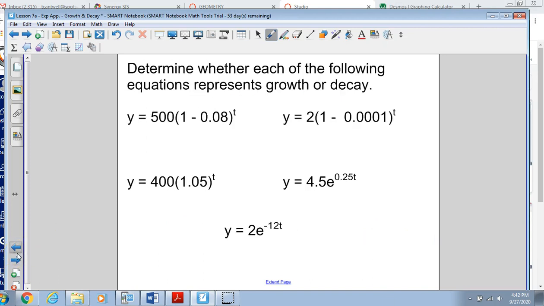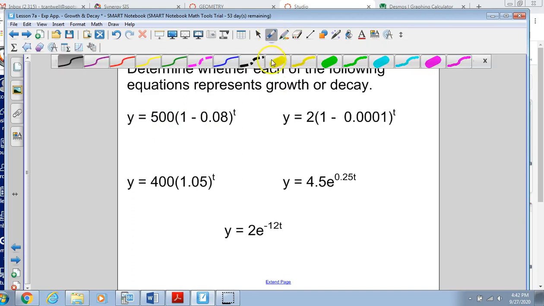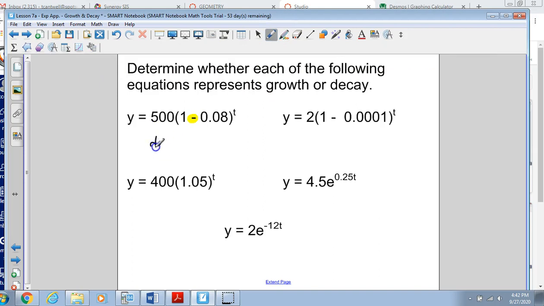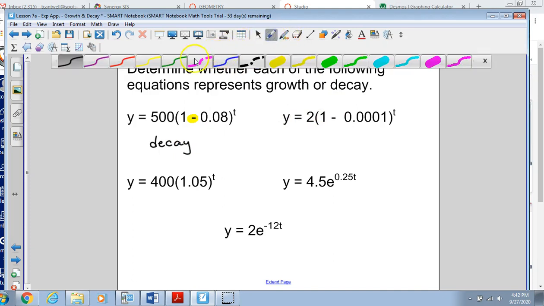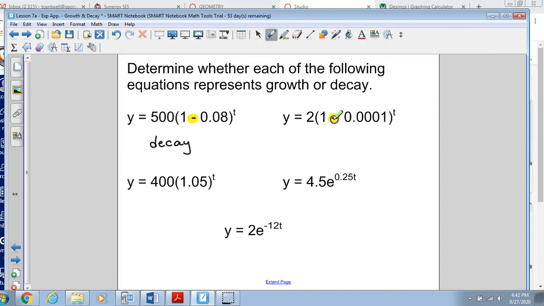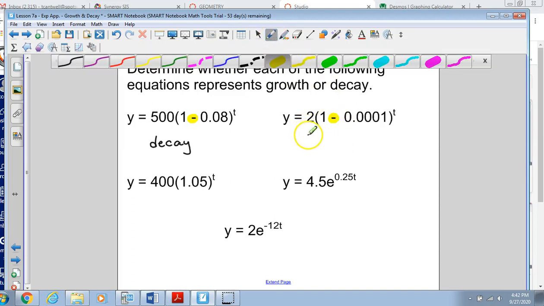Okay, so let's take a few examples and determine whether each of the following equations represents growth or decay. I encourage you to pause the video, take a look at each, determine what you think they are, and then play again, because I'm going to go through them right now. So this first function, because we have a minus sign right here, that makes this function a decay function. Our second one, same thing, because it has a minus sign right here, this makes it a decay function.